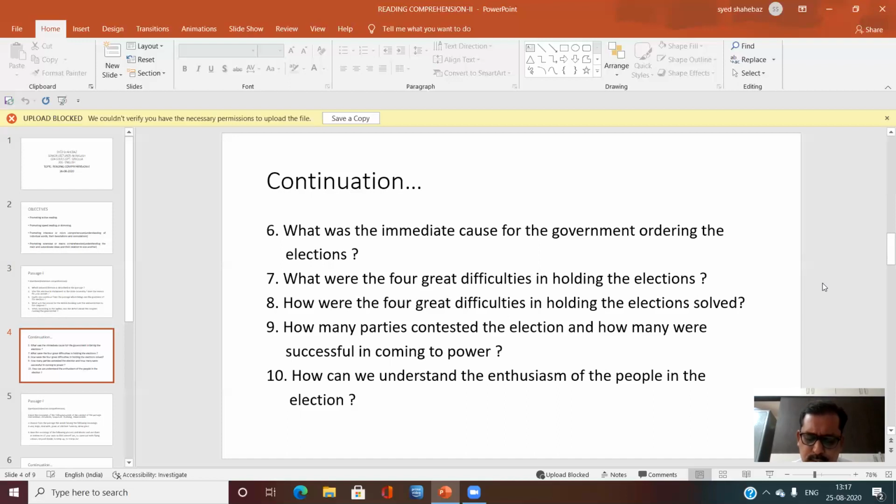20 parties contested the election and only 2 were successful in coming to power. One is the Congress, the other is IPSO. How can we understand the enthusiasm of the people in the election? Even the old and sick people were brought to polling stations on stretchers, and this shows the people's enthusiasm. So these are the short questions.